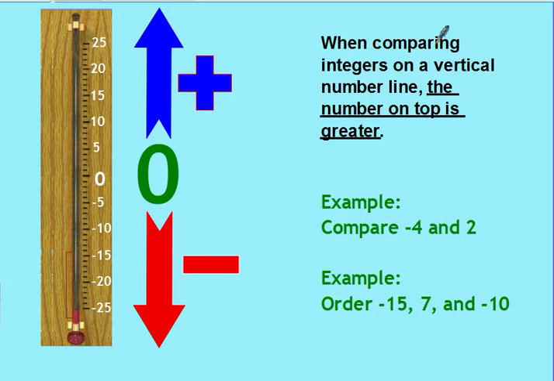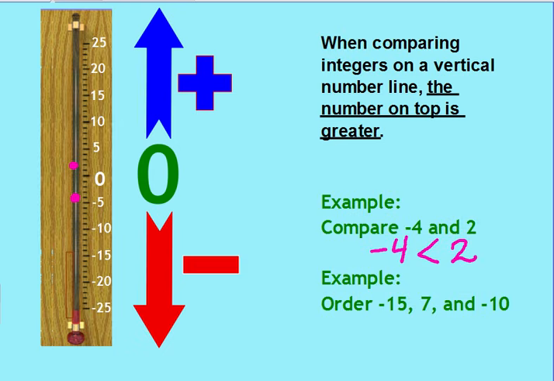You can do the same thing on a vertical number line. The number on the top will be the greater number. For example, compare -4 and a +2. There's a -4 and a +2. So -4 is less than +2.